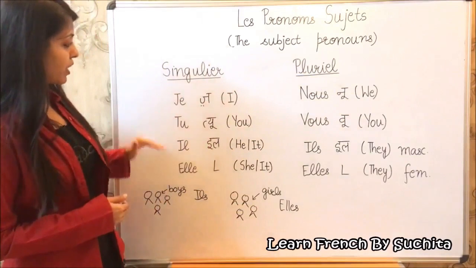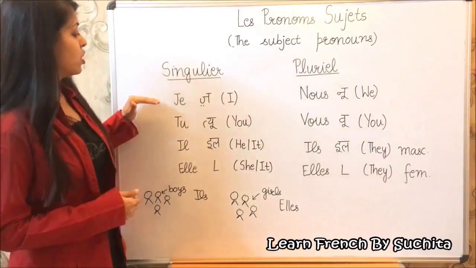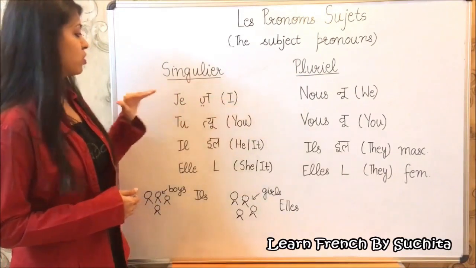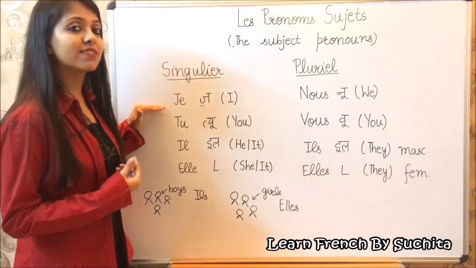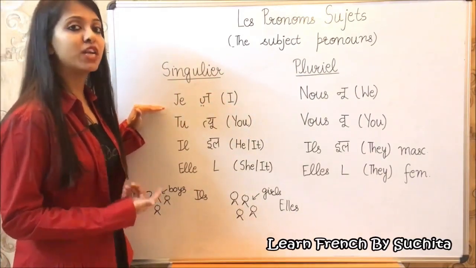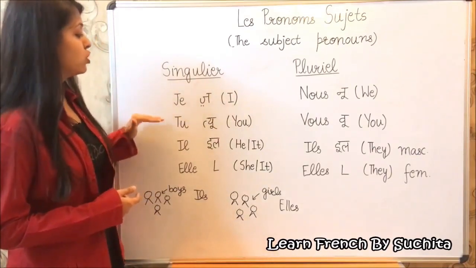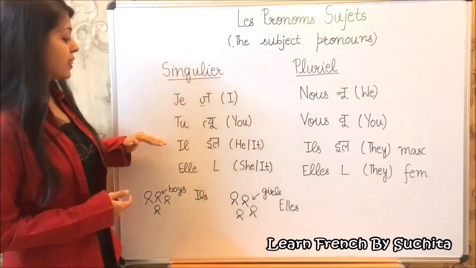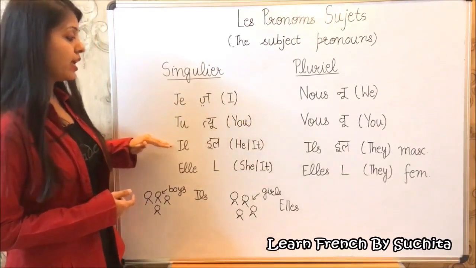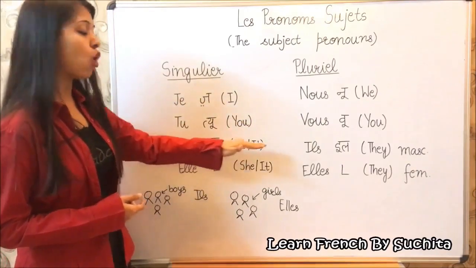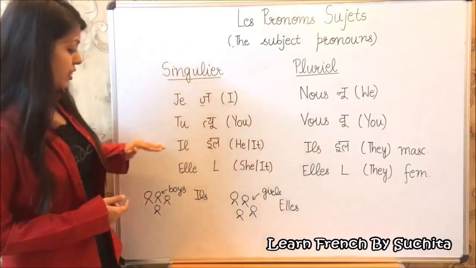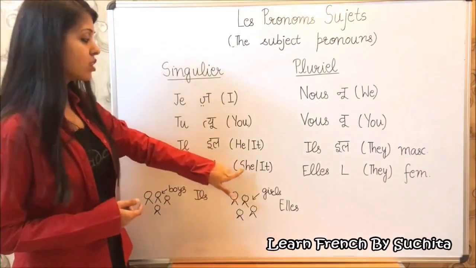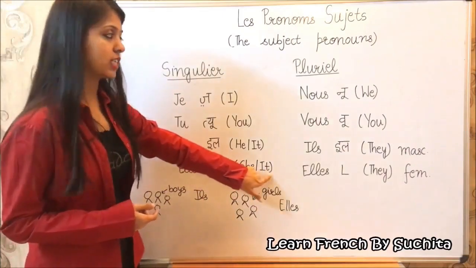So first of all, we'll begin with the singular subjects. Je. Je means I. The pronunciation is je, as in pleasure, measure. Then tu. Tu means you. Then the third one is il. Il means either he or it. Then elle, as in English L, the meaning is she or it.